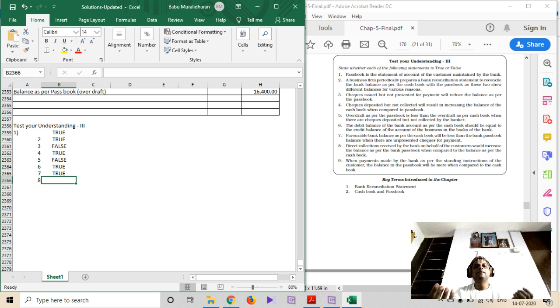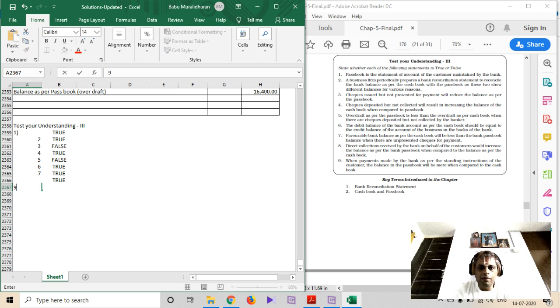Right? Question number 9. When payments are made by the bank as per the standing instructions of the customer, the balance in the passbook will be more when compared to the cash book. False. When the payment is made by the bank directly on behalf of the customer, on the basis of a standing instruction, like pay rent on the fifth of every month, pay electricity on the 10th of every month, pay bank interest on the 5th of every month, bank loan monthly installment on the 2nd of every month. So these are also some standing instructions which can be given, right? By doing this, the bank balance will come down.